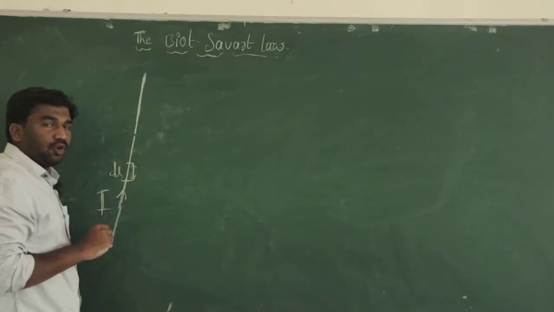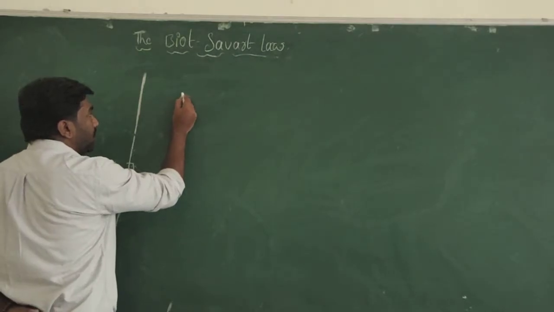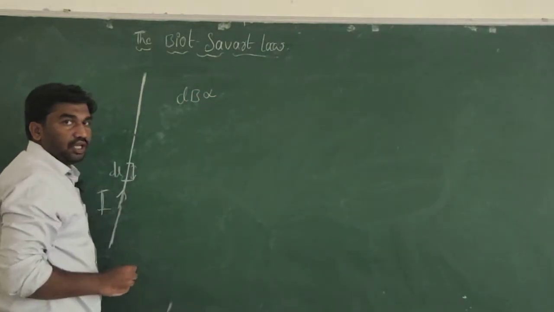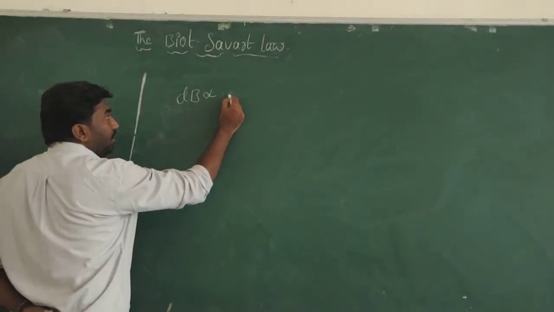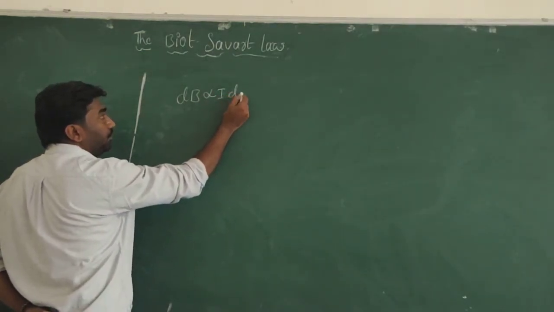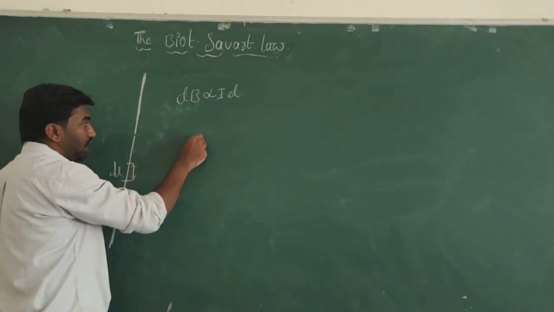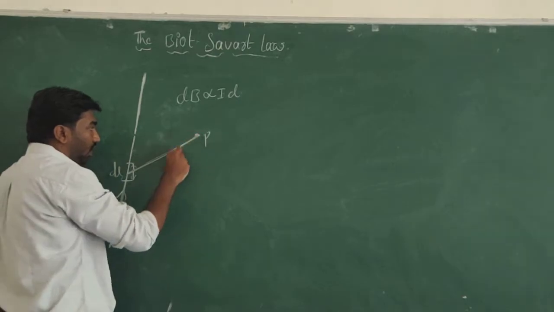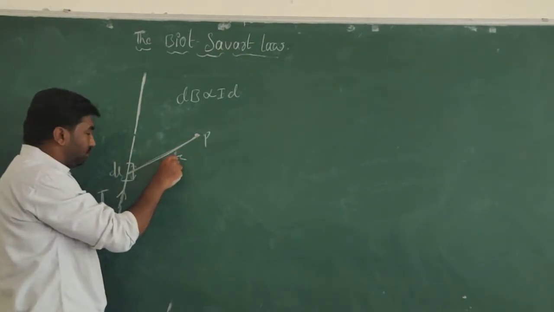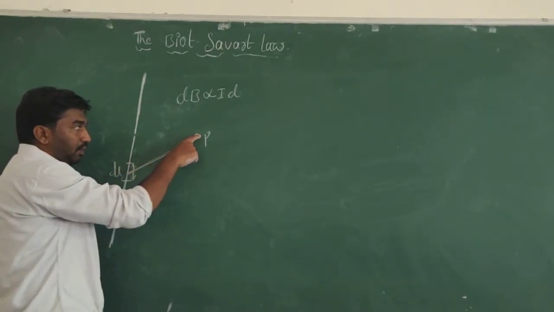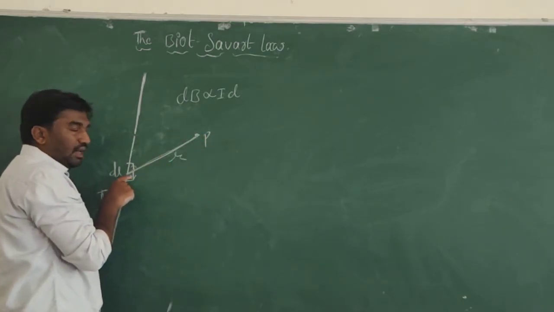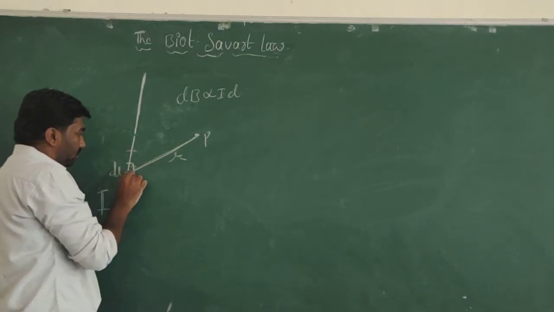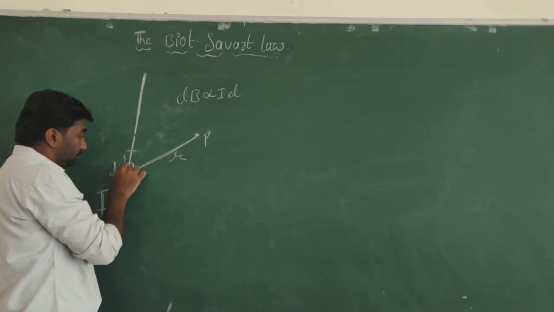So according to Biot-Savart, he observed that this dB is directly proportional to the length element current I dl. Suppose I am going to calculate the magnetic field at a point P, distance r, where r is the position vector from the point where you are calculating the magnetic field to the current element dl. This is my dl length element.